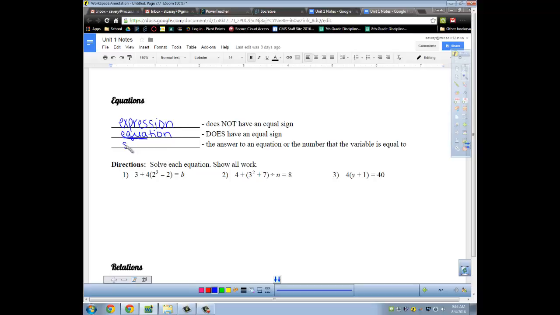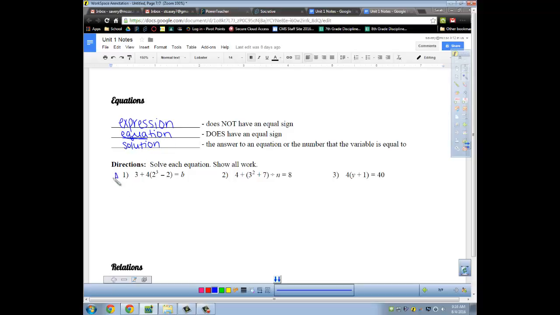And last is solution. Solution is just the answer to an equation. So it's pretty much your answer to an equation. And we'll talk about solutions more, especially when we get to graphing. But for now, just know it's the answer to an equation.